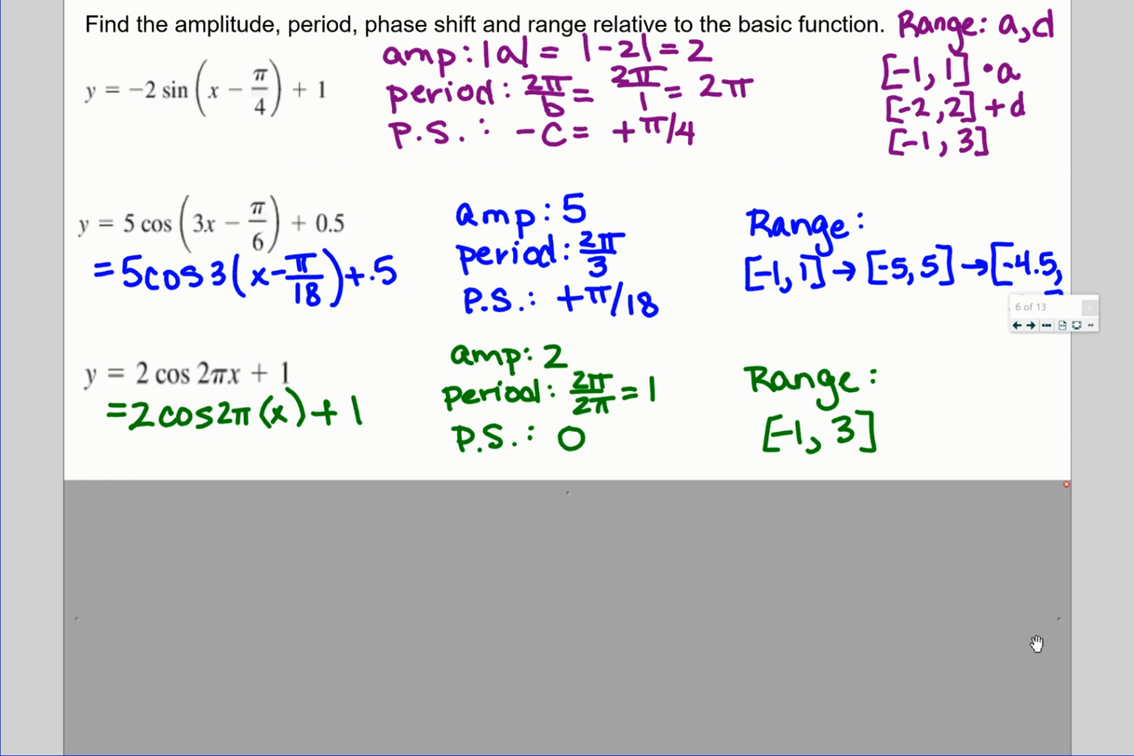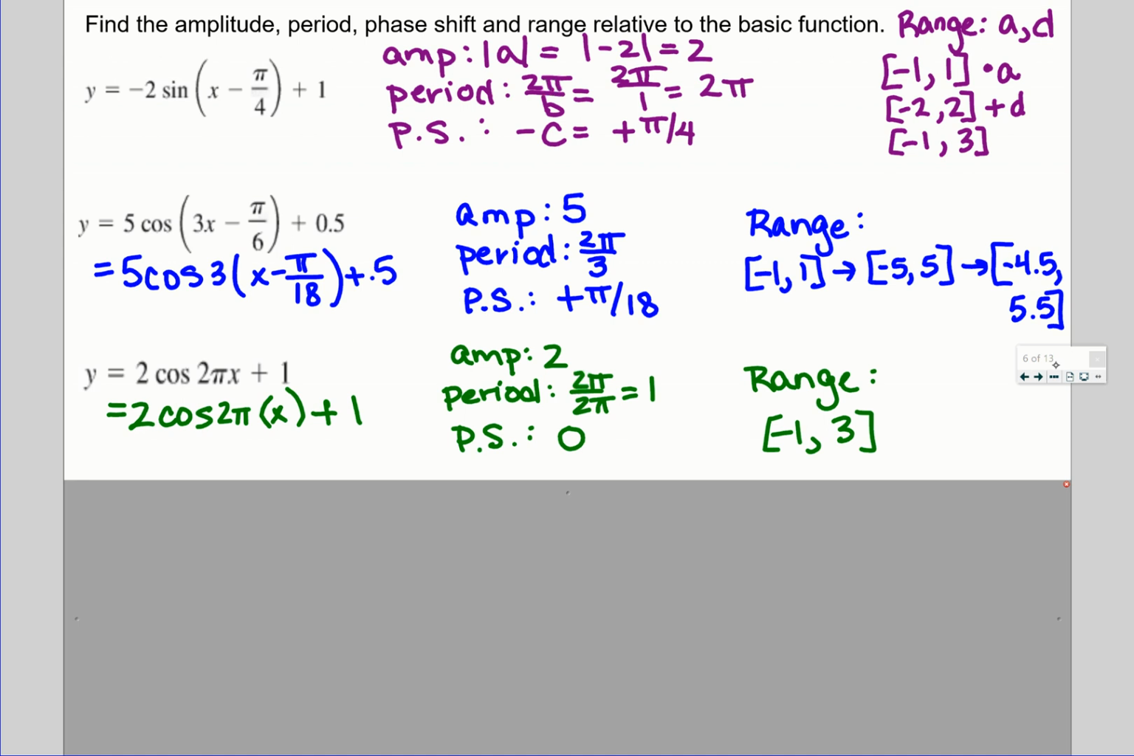So amplitude, absolute value of A is 5, period, 2 pi over B, so 2 pi over 3. Phase shift pi over 18, and then you can see, it's kind of hidden there, the work I did for the range. I started with -1 to 1. I multiplied it by my A value, 5, and then I moved everything up a half because of my vertical shift there. And then down here, there is not a parentheses here, so that +1 is not inside the function, it is outside the function. I just emphasized it by putting the x in parentheses, but nothing really needs factored out on this one.